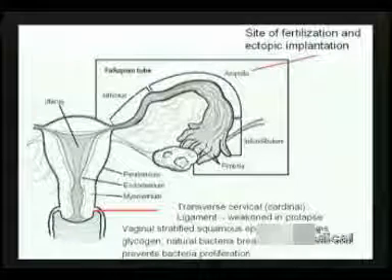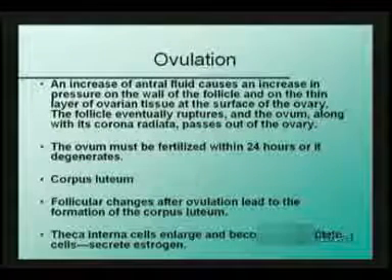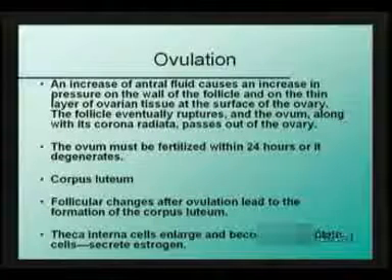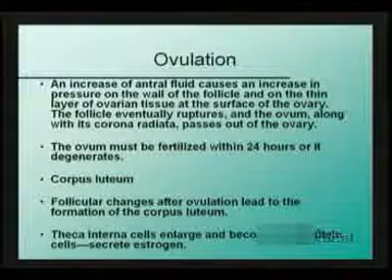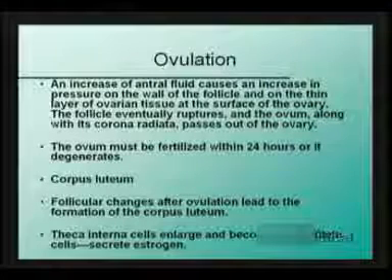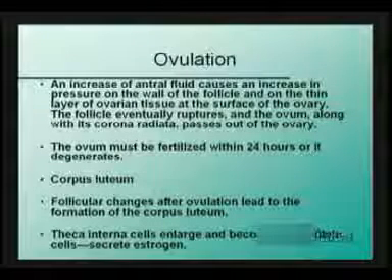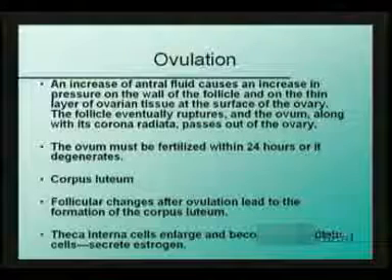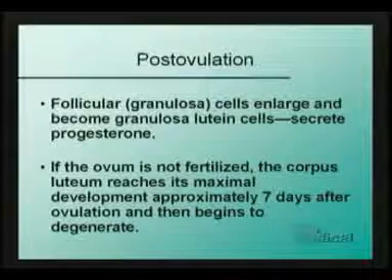At ovulation, basically an increase in antral fluid pressure causes an increase in pressure on the wall of the follicle. Eventually the follicle ruptures and the ovum, along with its covering of the zona pellucida and its corona radiata, passes out of the ovary, and it must be fertilized within 24 hours or it's going to degenerate. The remaining portion of the Graafian follicle forms the corpus luteum, which we'll see is going to be converted to producing progesterone to help maintain basically the luminal epithelium of the uterus.